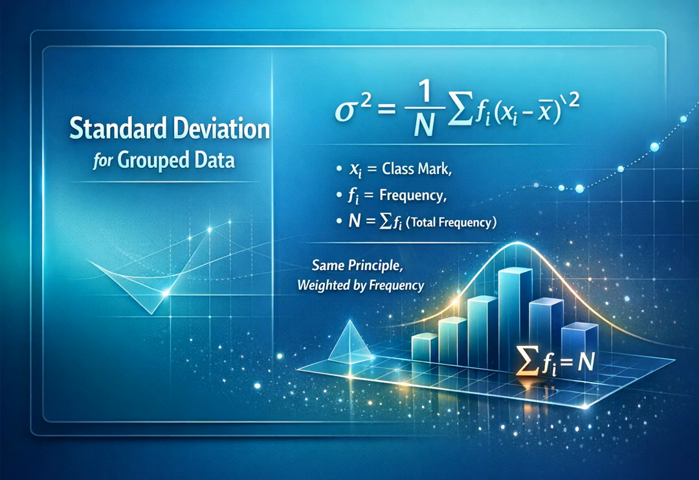For group data with frequencies, standard deviation uses weighted calculations. Sigma squared equals 1 over n times sum of fi times xi minus x bar squared. Here xi is the class mark, fi is the frequency, and n is the total frequency. The principle is the same, but each value is weighted by its frequency.